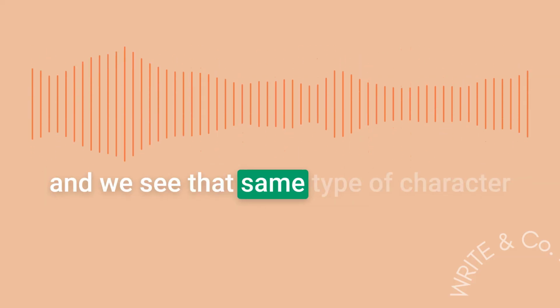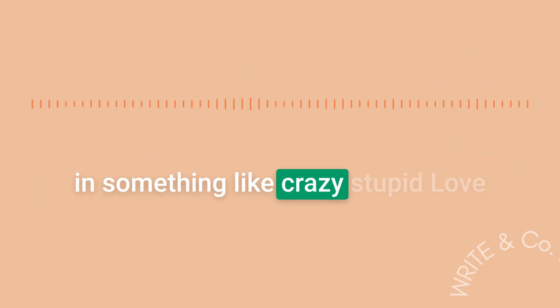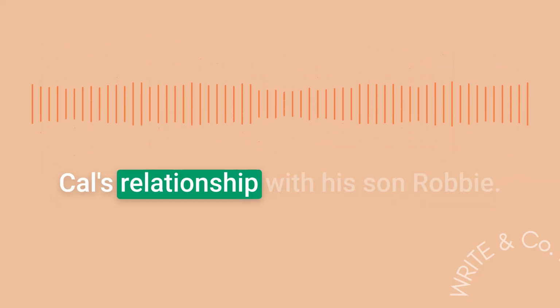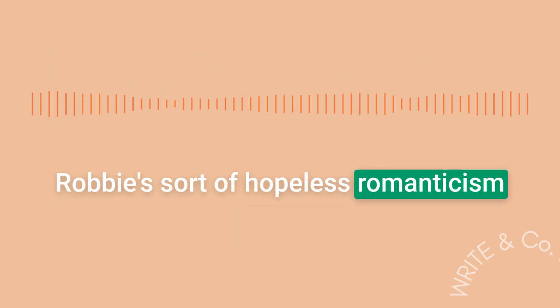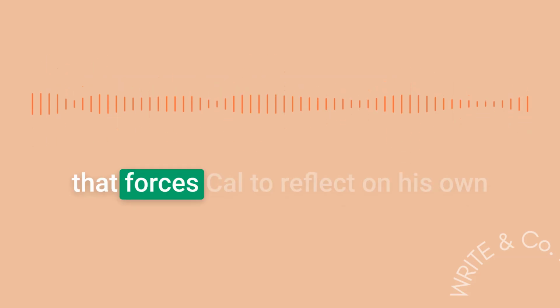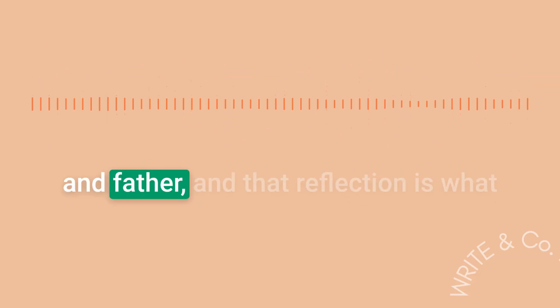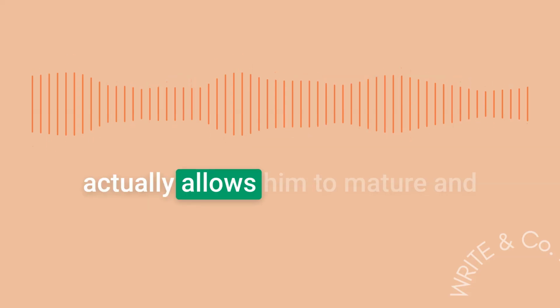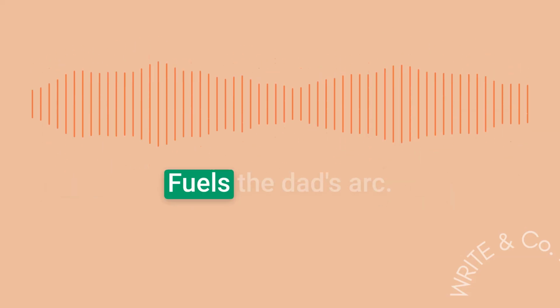And we see that same type of character resolution, maybe less cosmically, in something like Crazy Stupid Love, Cal's relationship with his son, Robbie. Oh, yeah, good example. Robbie's sort of hopeless romanticism and his own teenage heartbreak forces Cal to reflect on his own identity, his failings as a husband and father. And that reflection is what actually allows him to mature and eventually find his way back to his wife. The kid's subplot fuels the dad's arc.